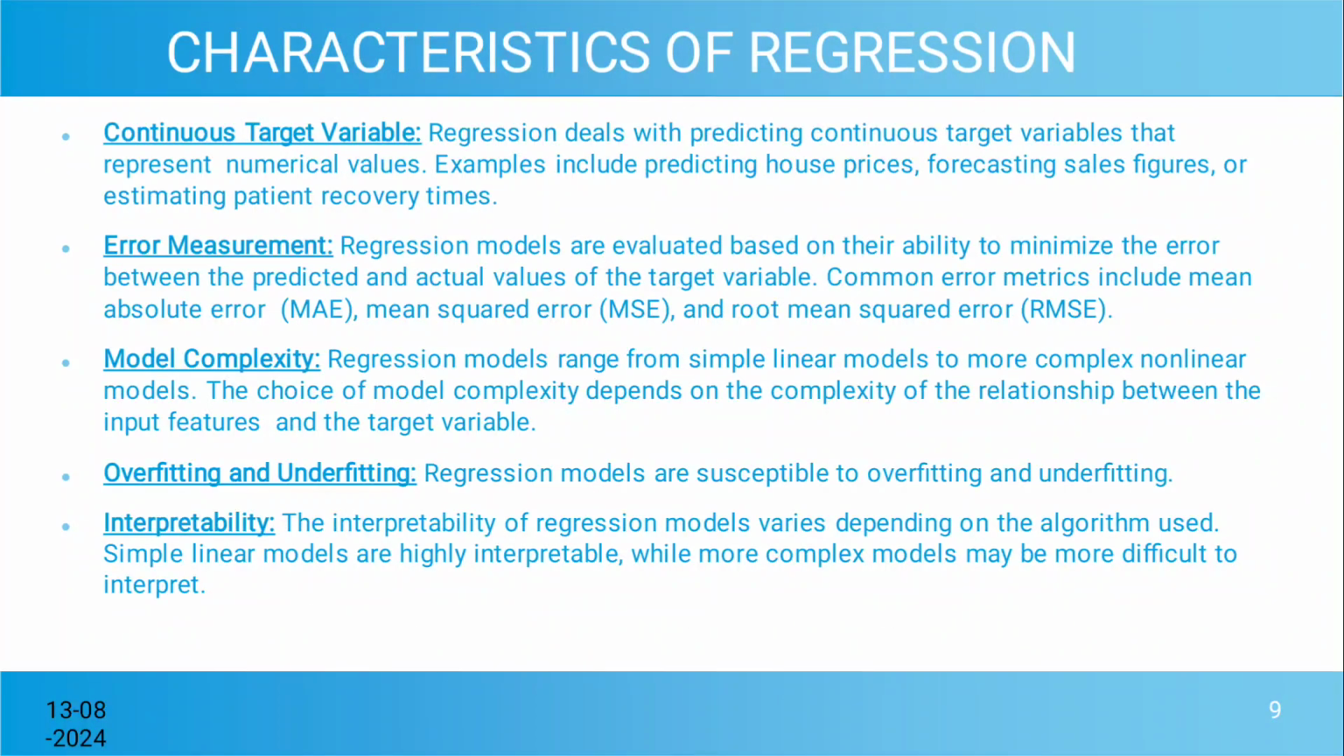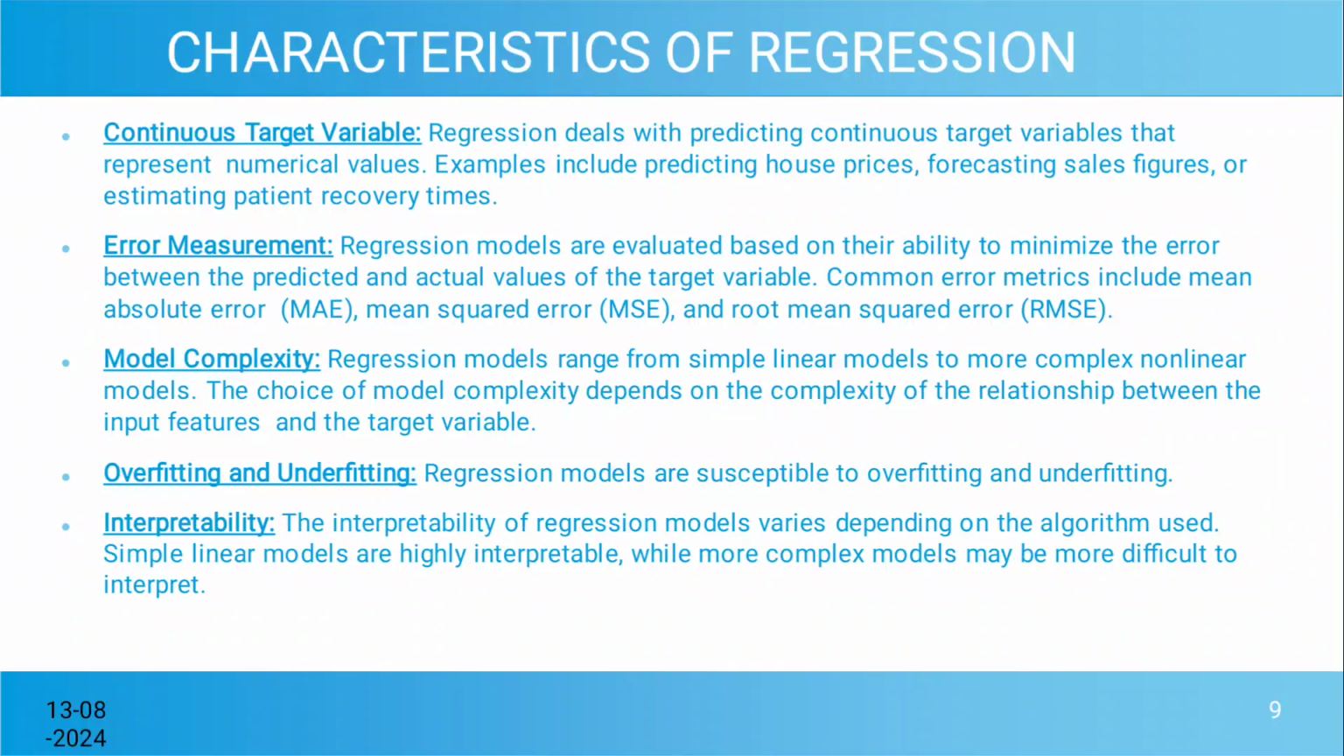Characteristics of regression. Continuous target variable. Regression deals with predicting continuous target variables that represent numerical values. Examples include predicting house prices, forecasting sales figures, or estimating patient recovery times. Error management. Regression models are evaluated based on their ability to minimize the error between predicted and actual values of the target variable.